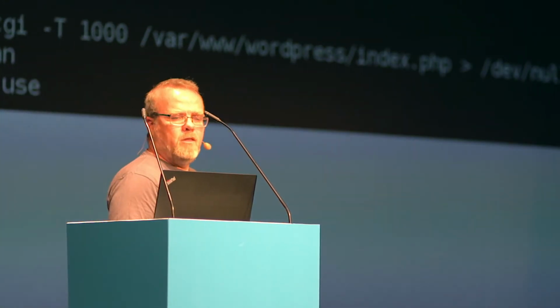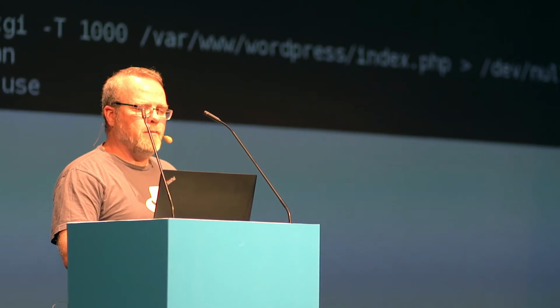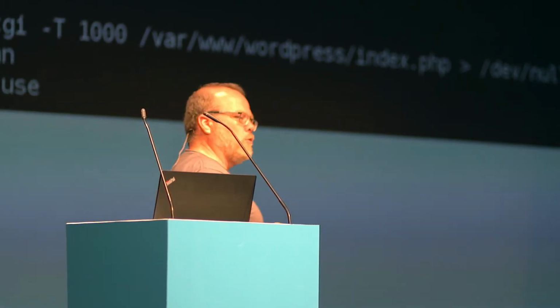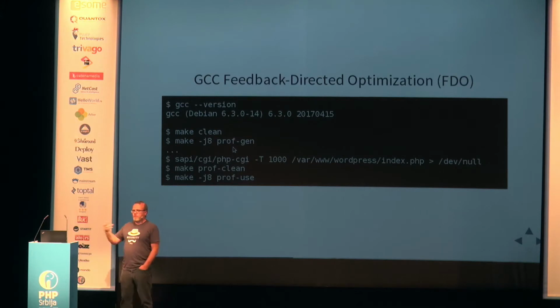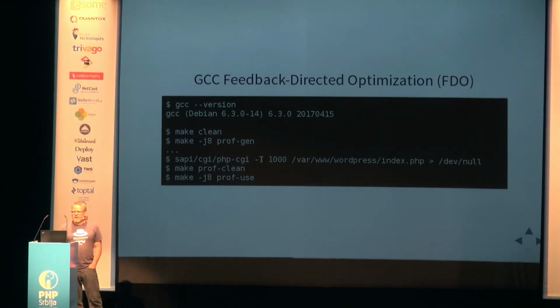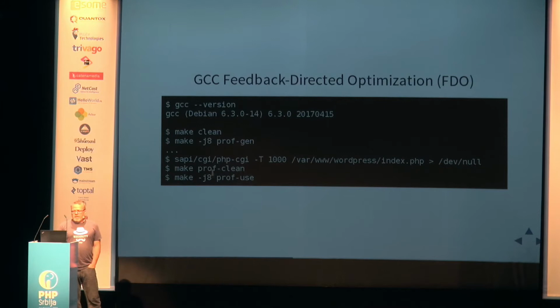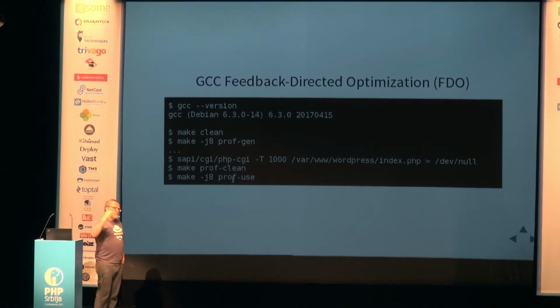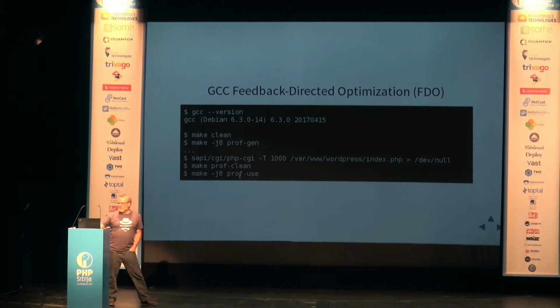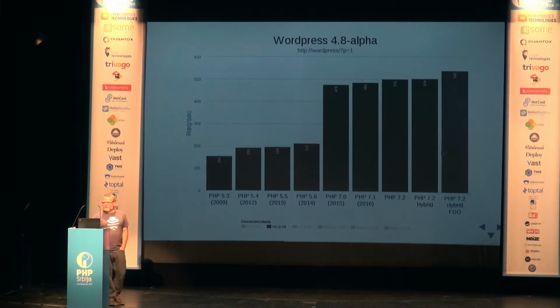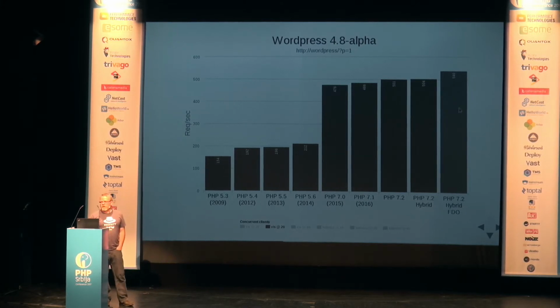So for WordPress, you can build PHP yourself. You can say, make prof-gen. That generates a profiling version of PHP. Then you train that profiling version. The easiest way is to run php-cgi -T and say, run this 1,000 times. In this case, I'm running the WordPress front page. And then you say prof-clean, make prof-use. And prof-use then uses that profiling data and creates a new binary. And you can see here the difference between the FDO and the non-FDO went from 504 to about 540 requests per second. So 7% increase or so from one to the next.